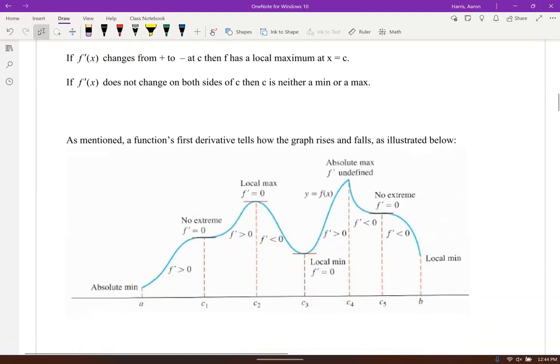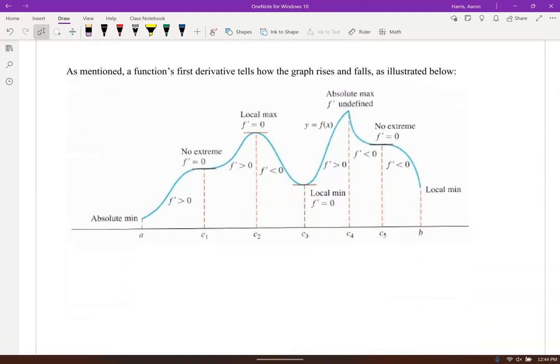So let's go ahead and take a look at this picture, and then we'll do an example. This is showing us that if f prime is 0, that's a critical number, or if it's undefined. There are some other spots where f prime is 0. These are all critical numbers.